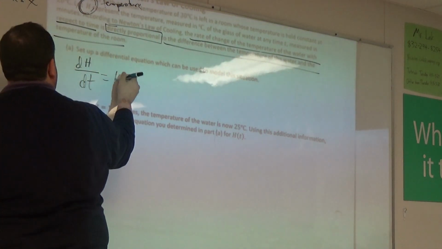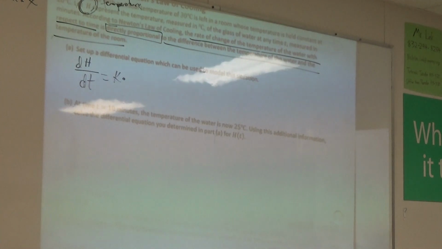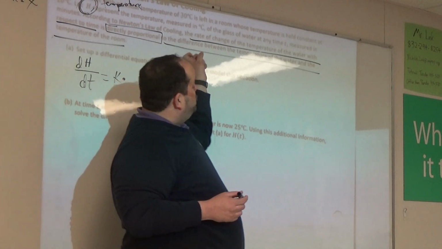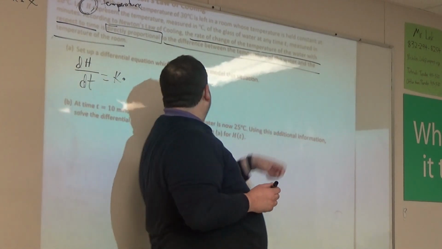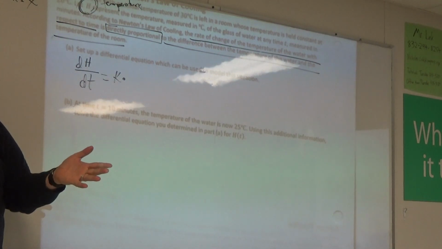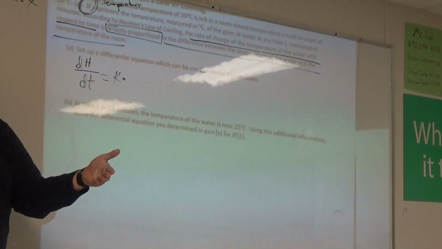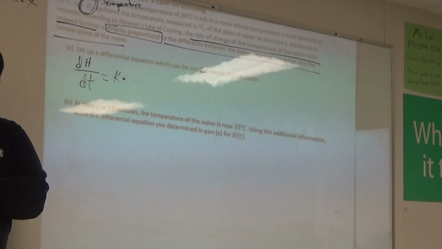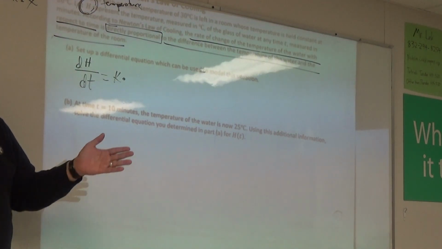dH dt, directly proportional to, what's it directly proportional to? This is the first time I've pushed you guys in this direction. What's it directly proportional to? The difference between the temperature of the water and the temperature of the room. So it's the difference, which of course means subtraction. Difference between temperature of the room and temperature of the water.